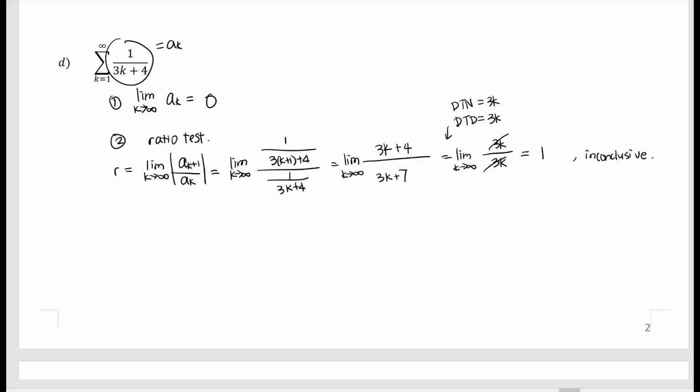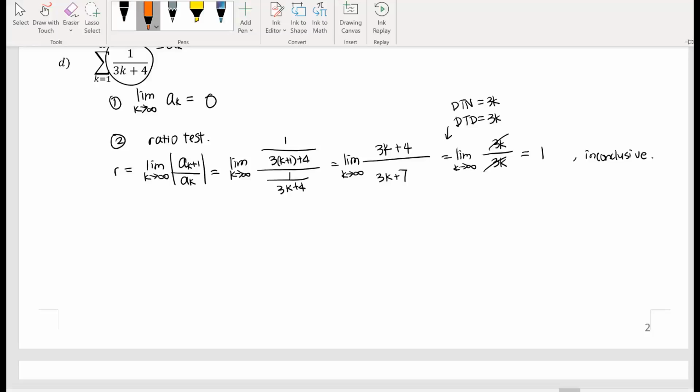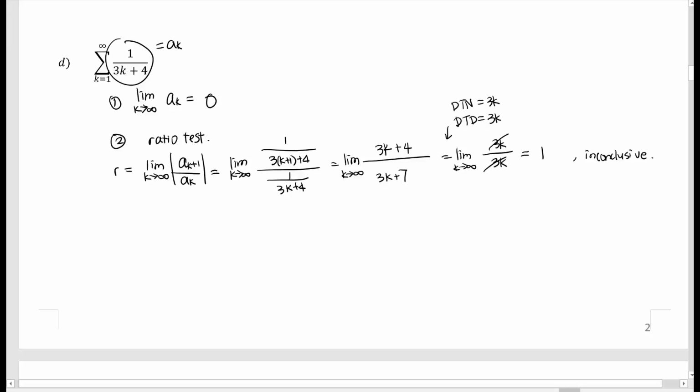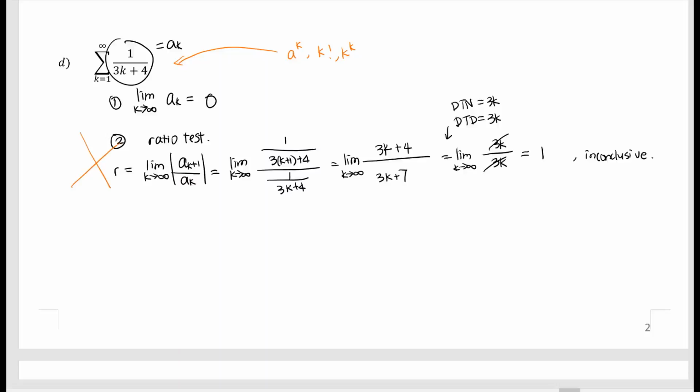Here you can see we usually use the ratio test when you see things like a to the k, k factorial, k to the k in the problem. Do you see those in the problem? No. And actually, 1 over 3k plus 4, are you able to integrate? Yes, so this is an integrable function. We should not use the ratio test. We should use the integral test.